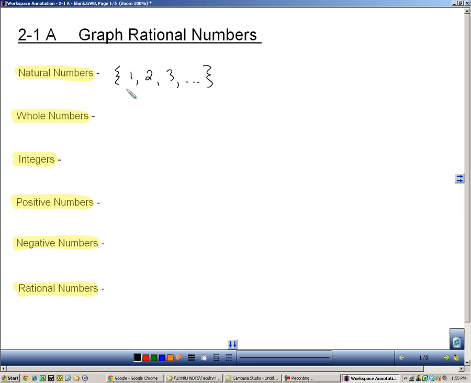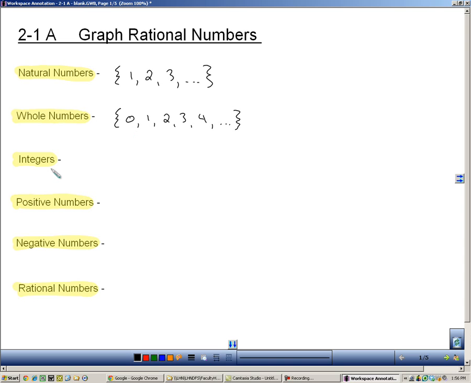Now the natural numbers are the numbers that start with 1, then go to 2, 3, and these three dots here mean that the pattern goes on forever. So 4, 5, 6, 7, off to infinity. Those are the natural numbers. The next set of numbers are the whole numbers. The whole numbers are identical to the natural numbers except they include a 0. And the way that I remember whole numbers is the word whole has an O in it, and so the whole numbers have to include 0, whereas the rest of the numbers are the same as the natural numbers.